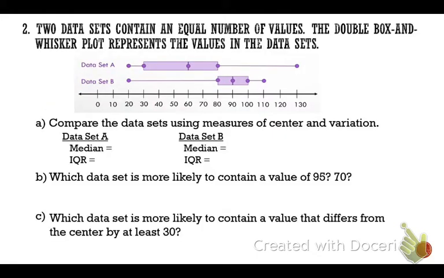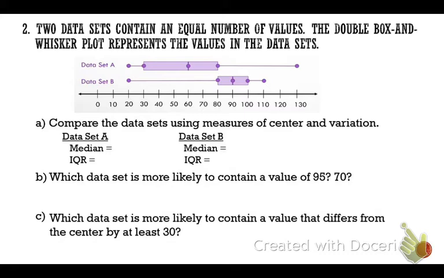Two data sets contain an equal number of values. The double box and whisker plot here represents the values in those two data sets. So what we're going to do for problem A is compare the data sets using the measure of center and the variation. Do you guys remember what another name for the measure of center is? The median. It's the number in the middle.